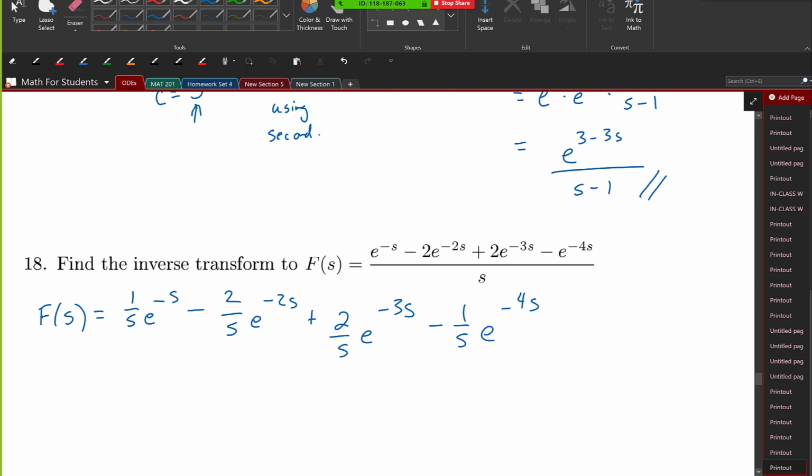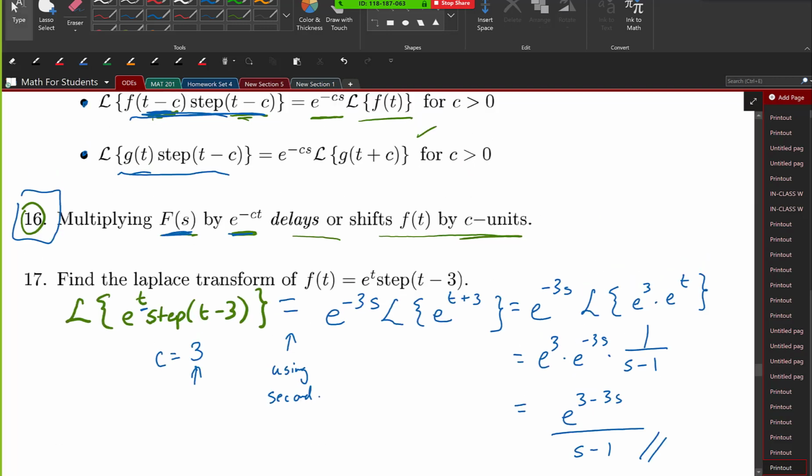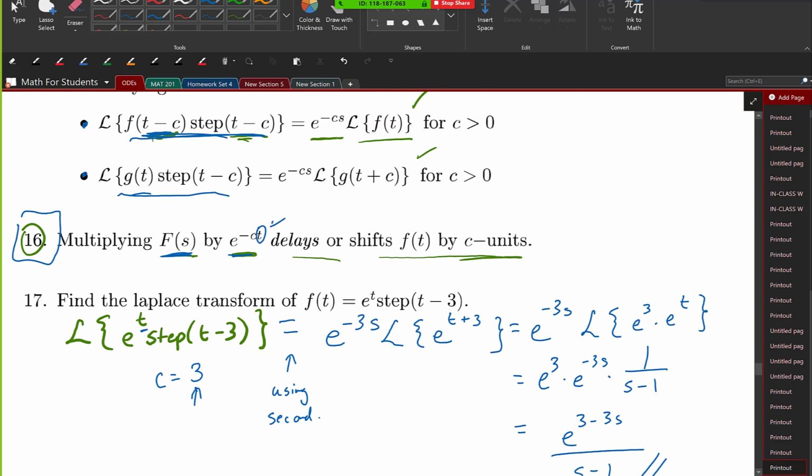Okay. So one way to look at this, and this is what I'm saying up here, is we could think of this as an f of s multiplied by an e to the... Oops, sorry, folks. This should be a minus cs in that sentence there. So multiplying f of s by e to the minus cs delays or shifts f of t by c units.